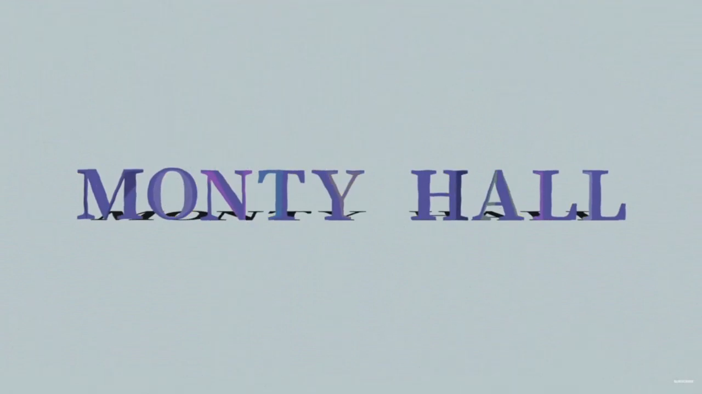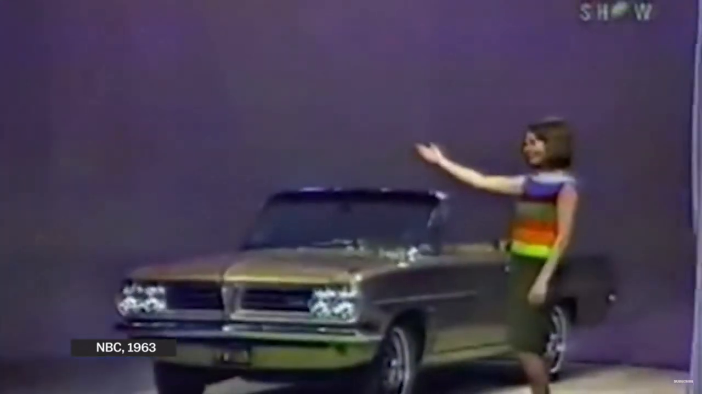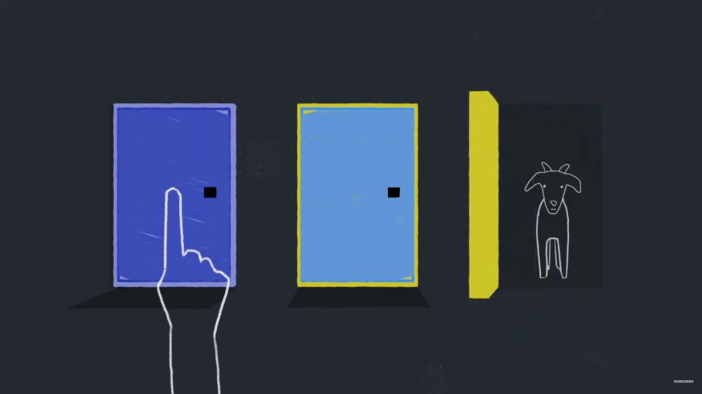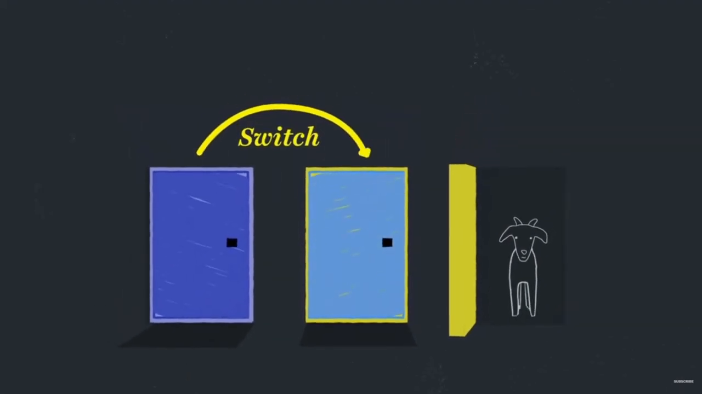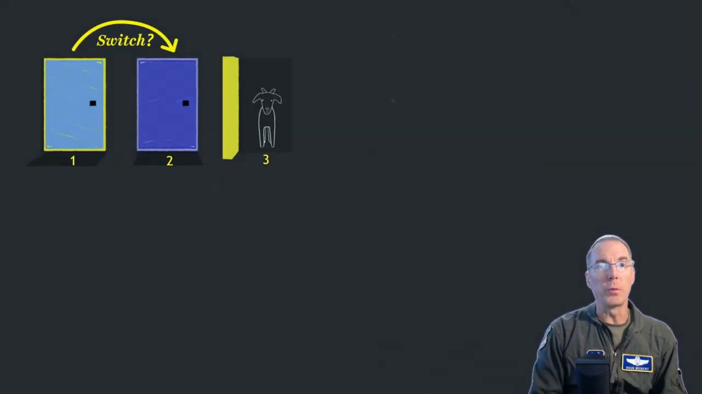It's called the Monty Hall problem, named after the host of the game show that made it famous. You see, the problem goes like this. There's a brand new car behind one of 3 doors. Behind the other 2 are goats. Say you pick door number 1. Monty then shows you the goat behind one of the doors you didn't choose, say door number 3. Now, here's the question. You're allowed to change your answer to door 2. Do you switch?